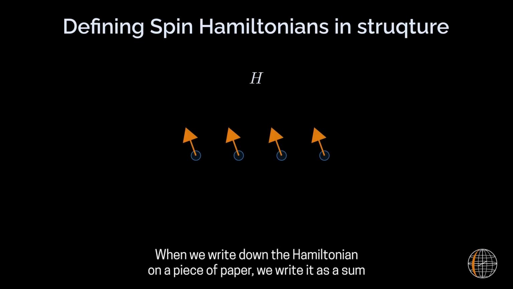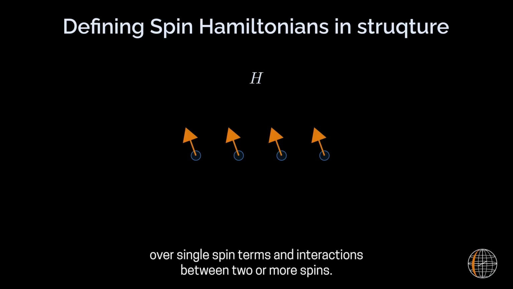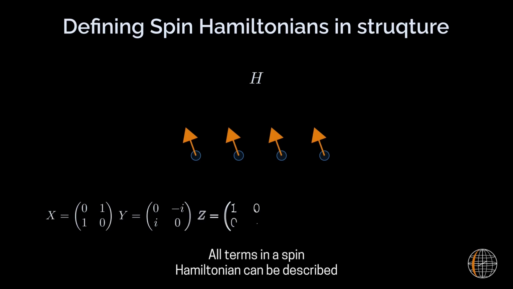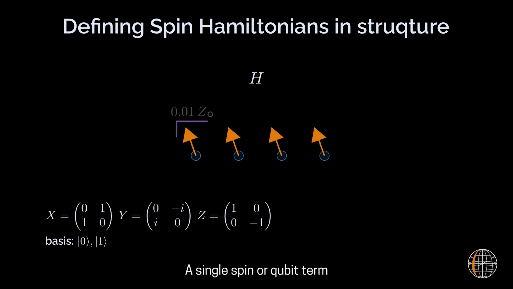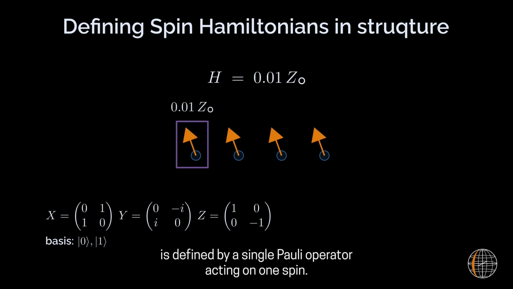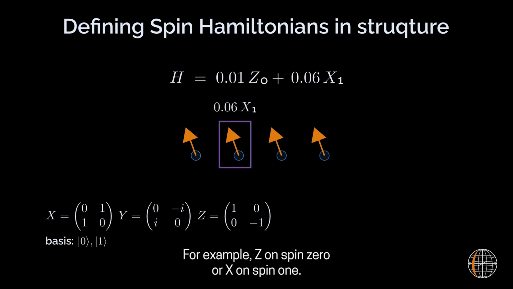When we write down the Hamiltonian on a piece of paper, we write it as a sum over single spin terms and interactions between 2 or more spins. All terms in the spin Hamiltonian can be described by products of standard Pauli operators x, y, and z. A single spin term is defined by a single Pauli operator acting on one spin, for example z on spin 0 or x on spin 1.